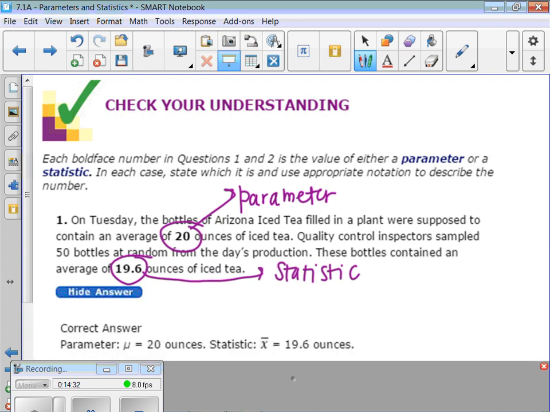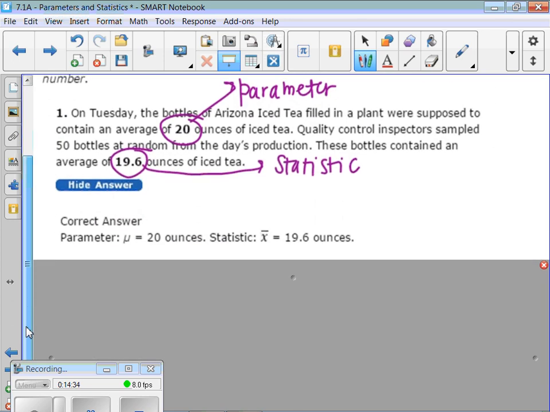All right, and then notice the notation. They use mu is 20 and x bar is 19.6. Okay, they're both means, but the parameter one is mu and the statistic one is x bar.